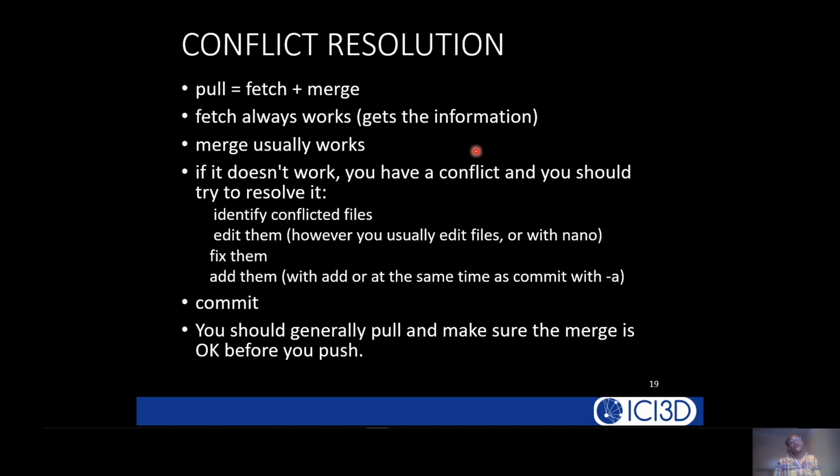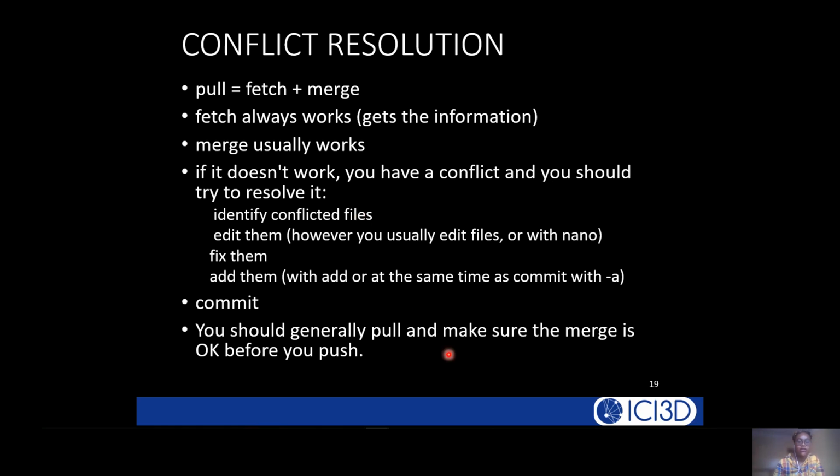So usually with conflict resolution, you have to do a pull, where you fetch and merge. Fetch always works because it gets the information. Merge will usually work, but if it doesn't, you will have a conflict, and then you should try and resolve it, right? Like I said, this will mostly happen when you are editing the same document and you try and push before getting the most recent. So you should generally pull and make sure the merge is okay before you push, right?